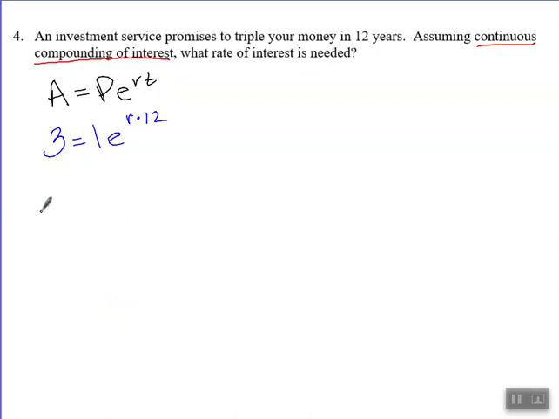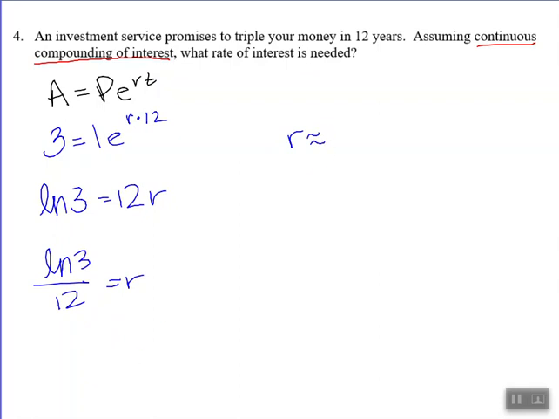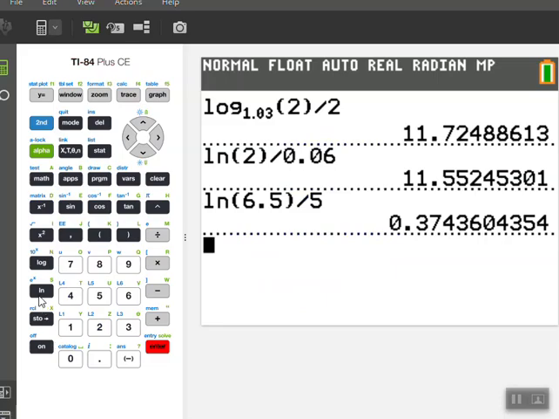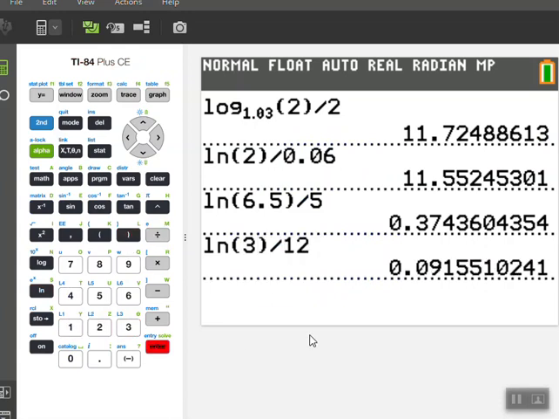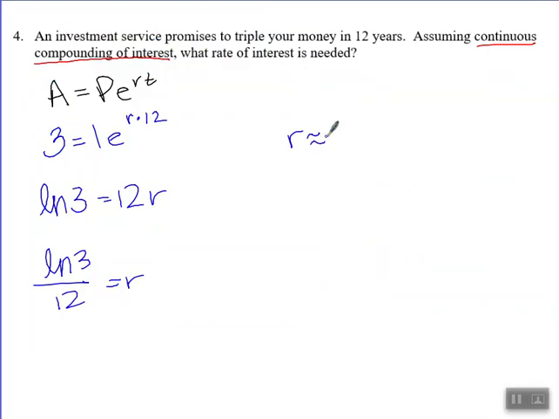Here I can just go ahead and take the natural log and divide. Then I can type this in the calculator. And I get 0.092. Since we are looking for the rate, if I take this decimal and change it back to a percent, I get about 9.2%.